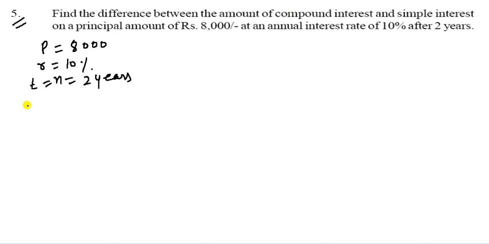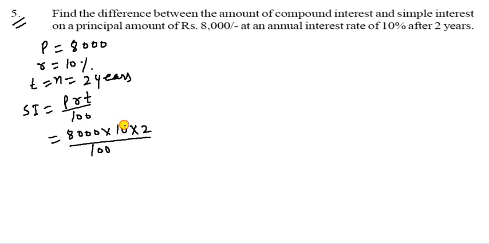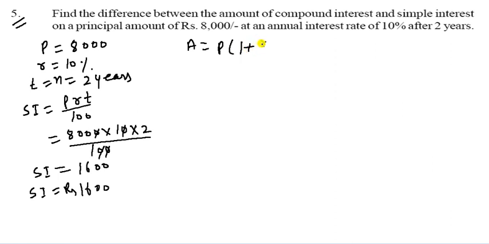Let us see how we can find the difference between the compound interest and simple interest. First of all, we want the simple interest. SI is equal to PRT upon 100. P is given as 8000, R is 10% and time will be 2, and here is 100. So 0 cancels with 0 and this 0 will be cancelled with this 0. So 8 twos are 16. So that is the simple interest. So SI will be rupees 1600.